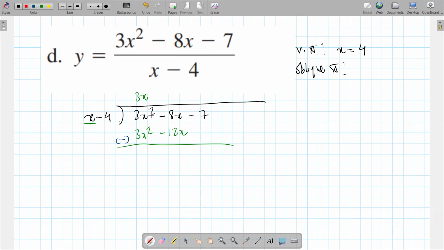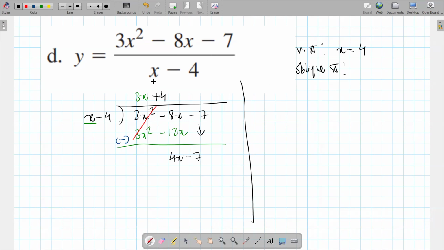3x squared minus 3x squared, 0. Negative 8x minus negative 12x becomes negative 8x plus 12x, which is 4x. Once you cancel something out, you're allowed to bring the next term down. What do I multiply x by to get 4x? 4. So 3x plus 4, you can stop right here. We don't care about remainders when we're looking for oblique asymptotes. So that's the long division method.